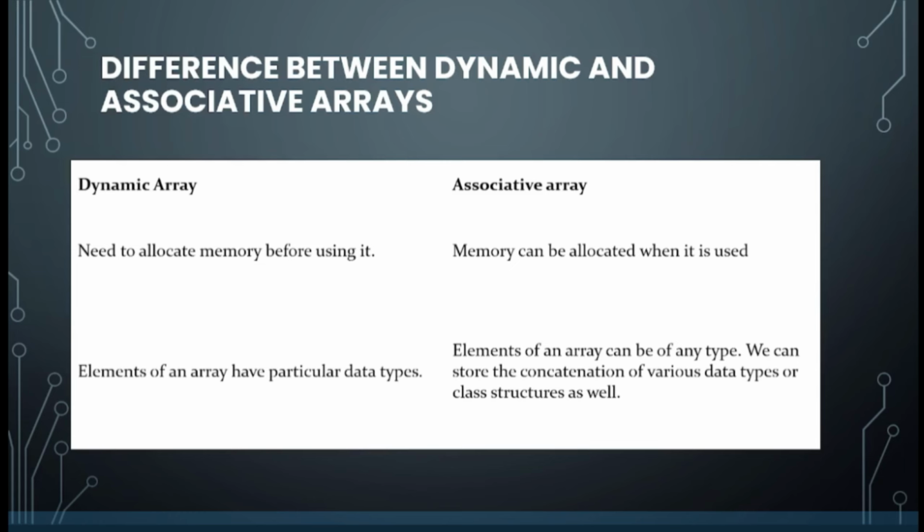Now coming to the third question, which is, what is the difference between dynamic and associative array?